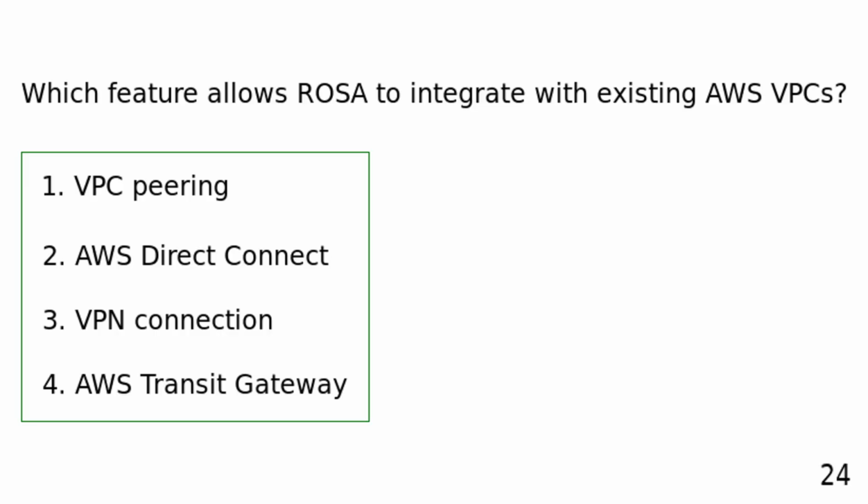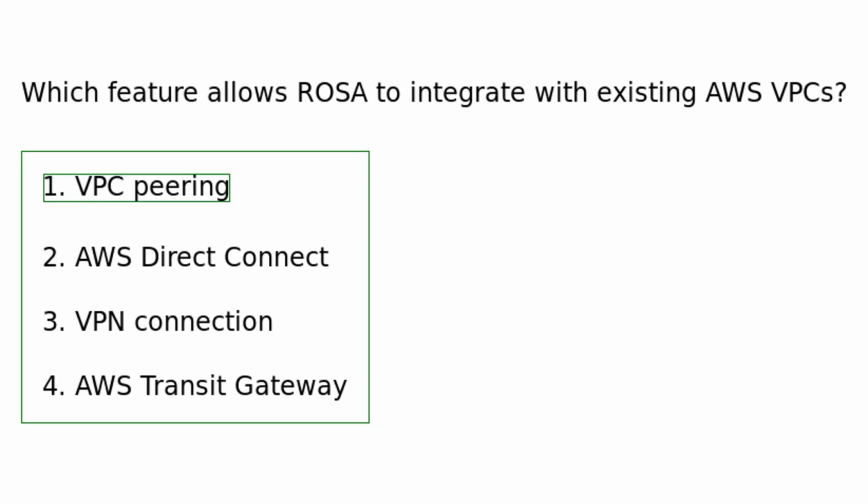Which feature allows ROSA to integrate with existing AWS VPCs? VPC peering. AWS Direct Connect. VPN connection. AWS Transit Gateway. ROSA can integrate with existing AWS VPCs using VPC peering, allowing secure communication between the two networks.